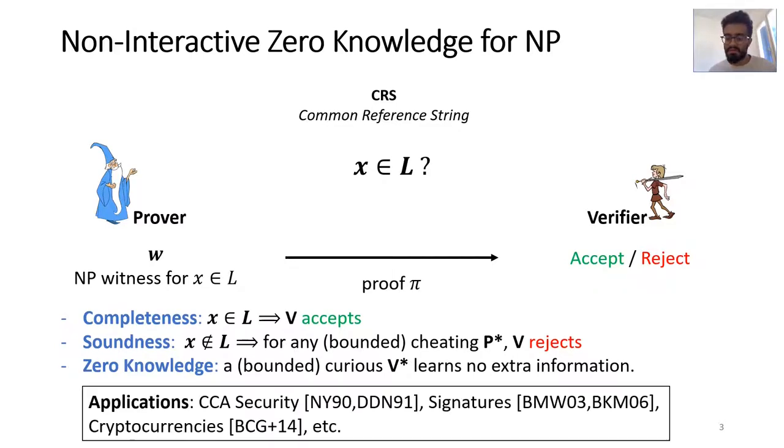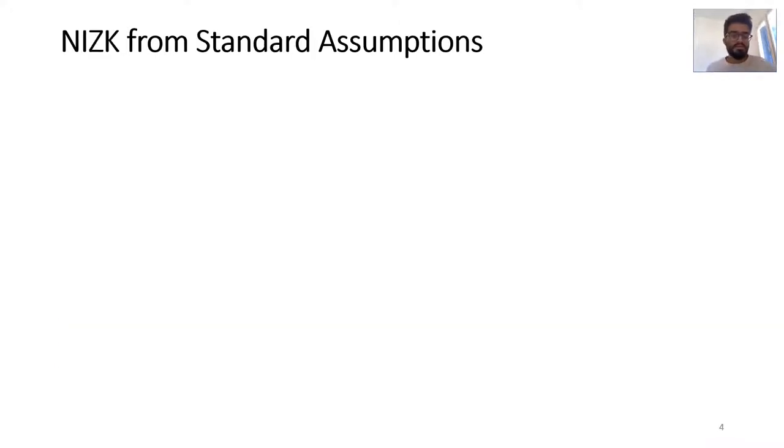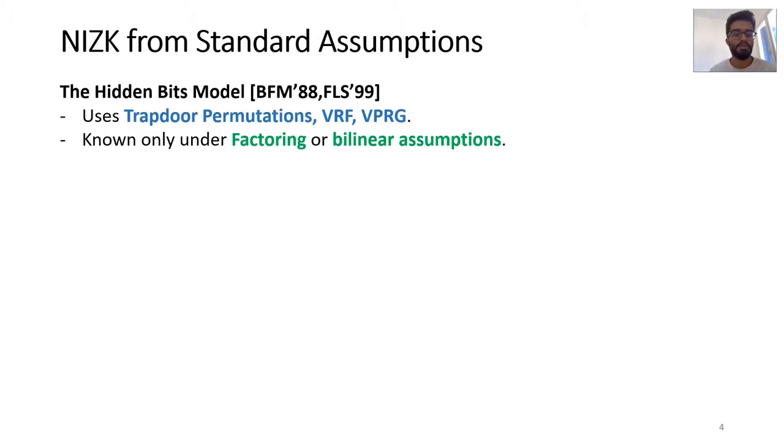So NIZKs are interesting by themselves, but they also have lots of nice applications in crypto, including CCA security, signatures, and new applications in the regime of cryptocurrencies. Since the ultimate goal is constructing NIZKs from standard assumptions, let's quickly go through the known approaches from the literature that do that. The textbook approach is called the hidden bits model, and it can be instantiated using either trapdoor permutations or VRFs or VPRGs. But this approach is a bit limited since the only known constructions of such building blocks are either based on factoring-related assumptions or assumptions over bilinear groups.